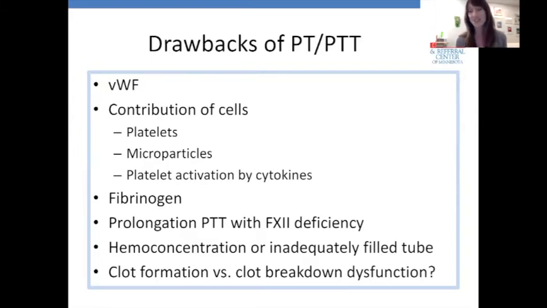And these tests don't assess for clot breakdown dysfunction either. And that's a big problem in certain animals, for example, greyhounds. Some greyhounds can break down their blood clots really rapidly, and they bleed like crazy. And we'll go into that in more detail in just a moment.